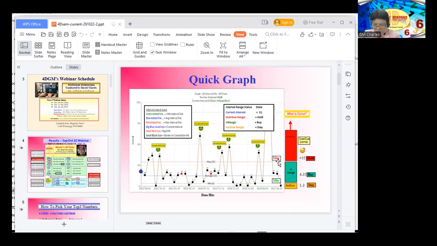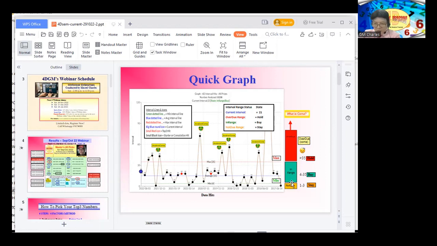So 35 and above, we call it overdue. That means if this number's interval has gone past 35, we call it overdue. Overdue can be very long. We don't know sometimes when it will hit. For example, in this case, it went up to 72 draws, then it hit. Okay. So to recap, the best time to buy is when the number is in range.